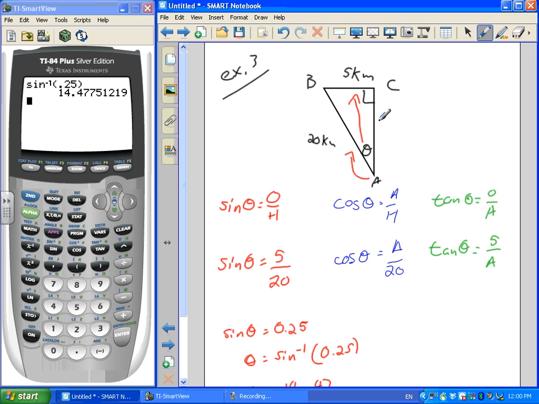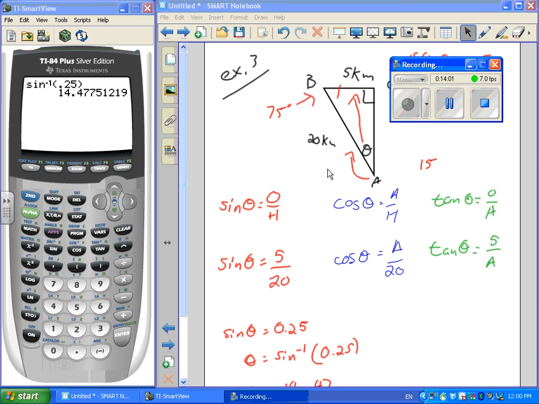The only reason I round it is because if they ask me for B, well, I now know this is 90. This is, we'll say 15. My last angle, I know that a triangle has to add up to 180, so I take 180, subtract 90, subtract 15, gives me 75. Quickly solved for the other angle.